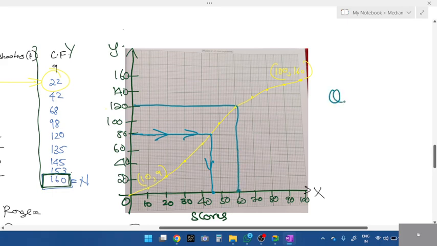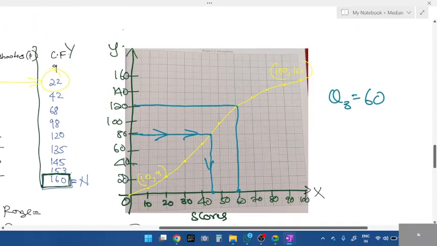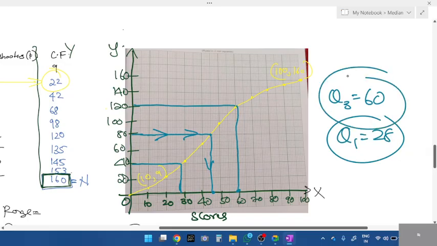Respond, all of you. What is Q3? 60, right? Next, what is Q1? Q1 is 40. From 40, draw a straight line up to the OJ. Where is it touching? I'm getting around 28, I think. What is Q1, students? Q1 is 28. All of you understood this? Q1 and Q3, please respond.